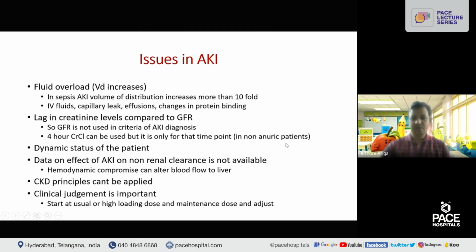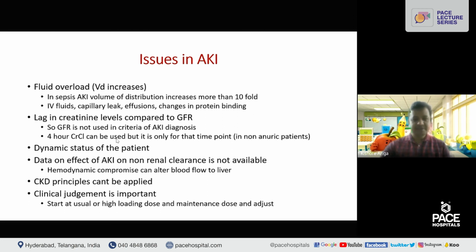In non-oliguric patients with AKI, we can measure the creatinine clearance in the 4-hour urine. But this is also dynamic, so we cannot continuously measure every 4 hours the creatinine clearance and adjust the drug. And one more issue is the dynamic status of the patient. Minute to minute, an AKI patient will be dynamic. Their volume status may be different, their GFR will be different, their IV fluid intake will be different, drug doses and vitals may be different.